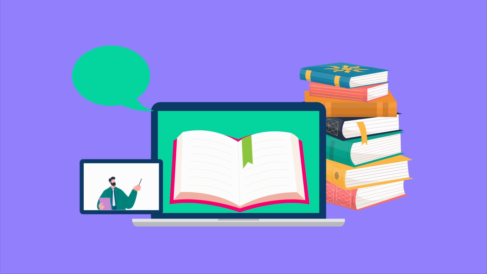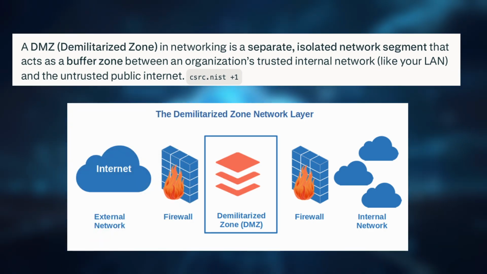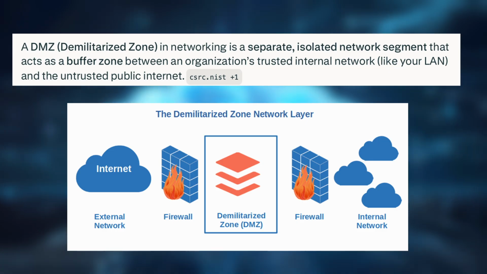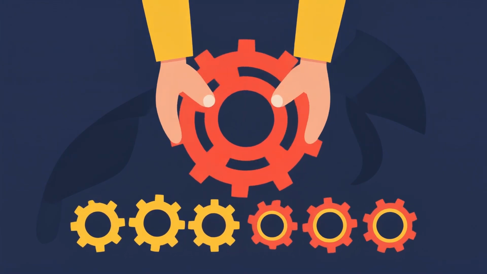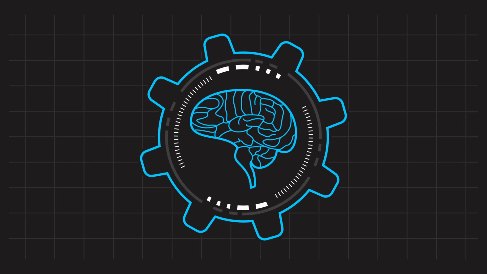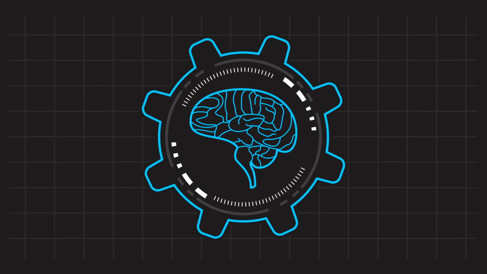Let's make it simple. What is a DMZ? A DMZ, Demilitarized Zone in networking, is a separate network segment that sits between the internal trusted network, like company systems, and the external untrusted network, like the internet. In simple terms, a DMZ is a buffer zone that separates public services from private systems.